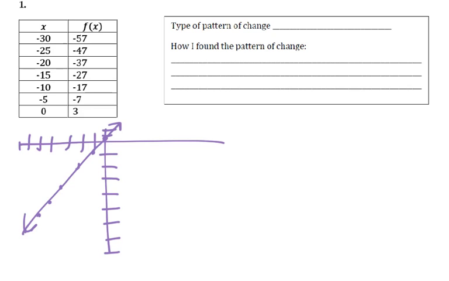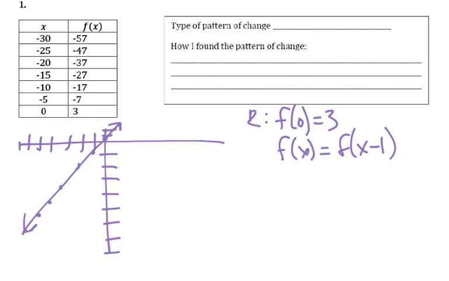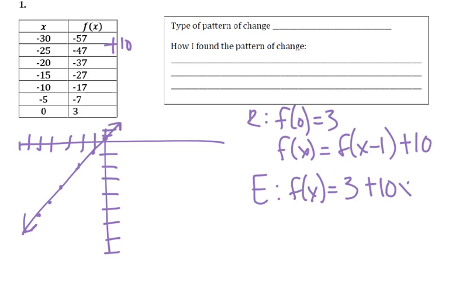Okay. Then the recursive would be f of 0 equals 3, and f of x equals f of x minus 1, and I believe we were adding 10 each time, plus 10. Explicit would be f of x equals, we started at 3, and we're adding 10 each time. So something like that. You could come up with a story problem.